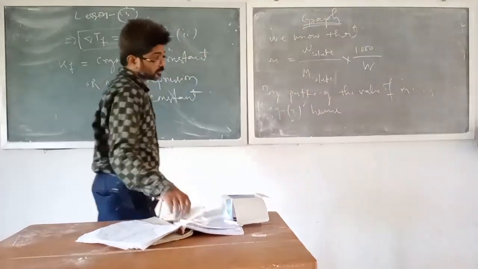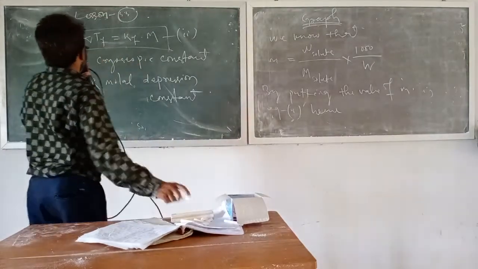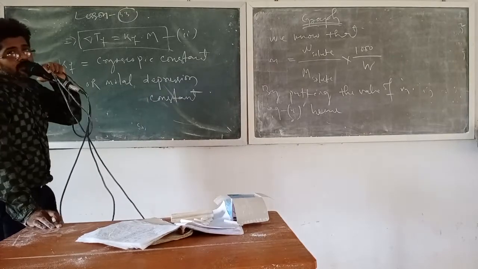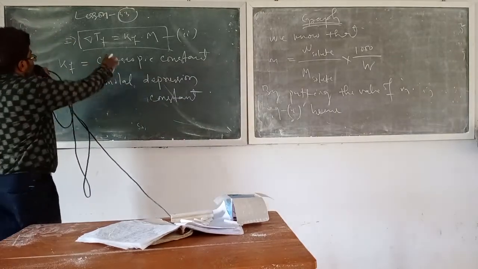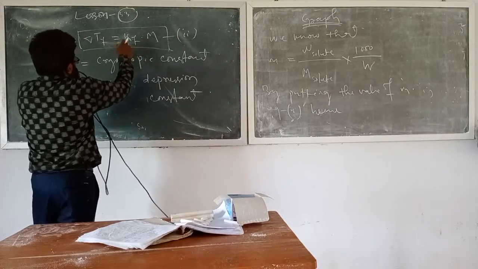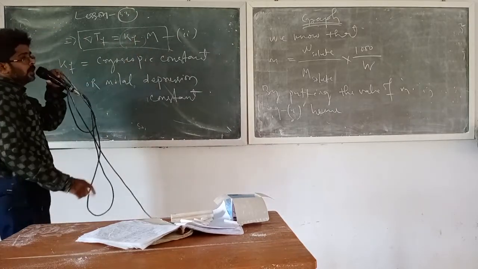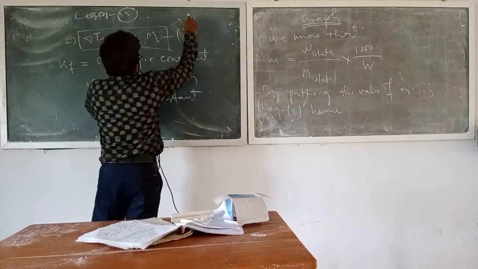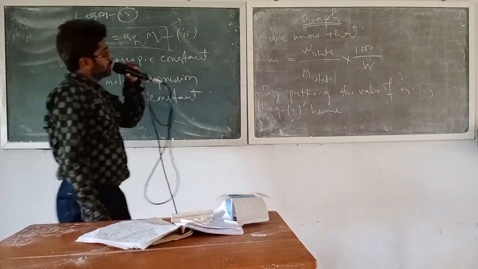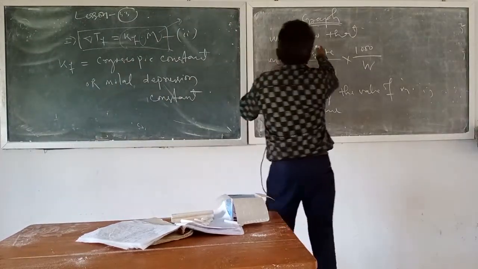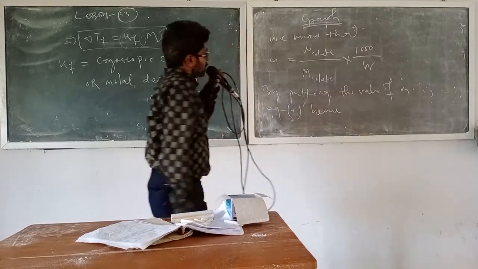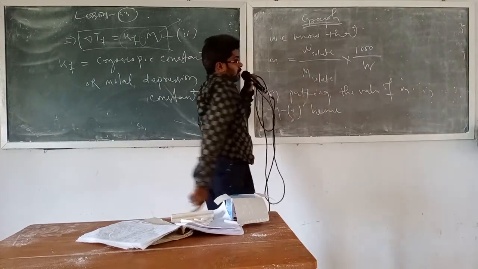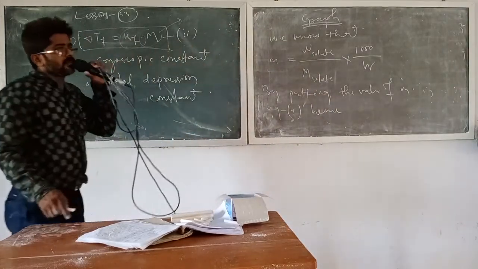that means here what happens, delta TF. Previously in equation 1, we see that delta TF is proportional to M, M is the molality of the solution. In the second equation, we see that delta TF equal to Kf into M. Kf is a constant here, called the cryoscopic constant or molar depression constant. So we know that M is the molality. How can we calculate the molality? Molality equal to W solute by M solute, into 1000 by W. W solute is the mass of the solute, M solute is the molecular mass of the solute, and capital W is the mass of the solvent.